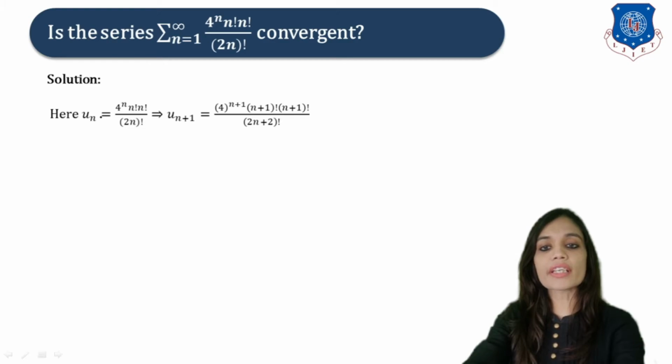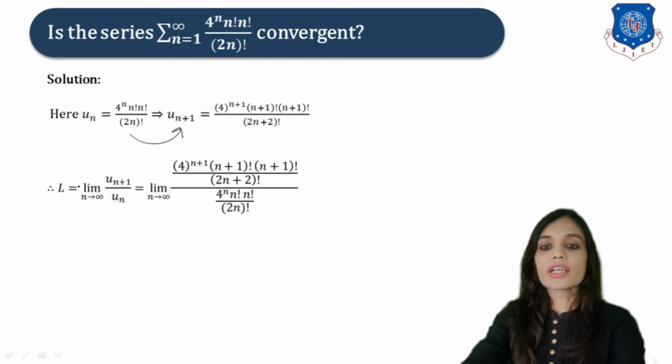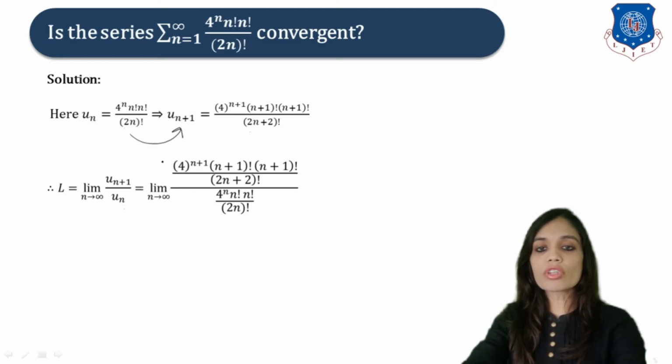So, let us start applying ratio test. Here your un is 4 raised to n into n factorial upon 2n factorial. Now, let us find our un plus 1. It will be equal to 4 raised to n plus 1 into n plus 1 factorial into n plus 1 factorial upon 2n plus 2 factorial, right? Now let us find the limit, that is n tends to infinity un plus 1 upon un. Put the values of un plus 1 and your un. Now let us simplify this.